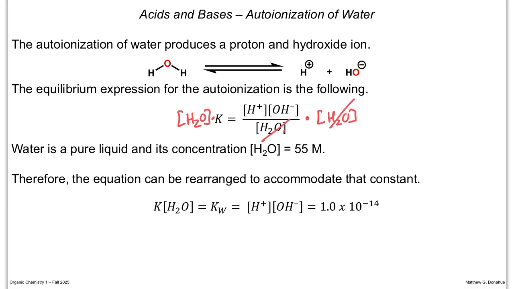So that cancels out there, it gets folded into here, and then it's called KW. And so that leaves the product of the hydrogen or proton concentration times hydroxide concentration, and that's equal to 1 times 10 to the negative 14. KW is a constant, right? Yes. And this number right here, this negative 14, should ring a bell for you, because that is ultimately translated to the pH scale.